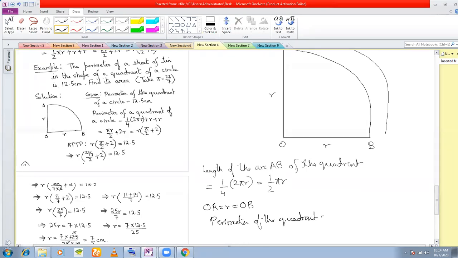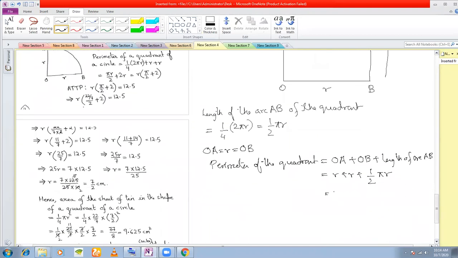What is the perimeter of the quadrant? It is the length of OA, which is r, plus the length of OB, which is also r, plus the length of arc AB. Both are r, and the length of arc AB we just found out as half pi r. So you're getting 2r plus half pi r. This is the perimeter.